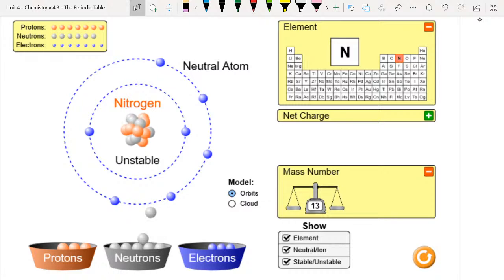Still doesn't like it. And then it just so happens that stable nitrogen, the most common stable form of nitrogen, has a mass of 14. 7 protons, 7 neutrons. And there it is. That doesn't mean, by the way, like we said, the neutrons do change. There are nitrogen atoms out there that have a different number of neutrons, but this is by far and away the most common one. There we go. You guys did great. Good job.